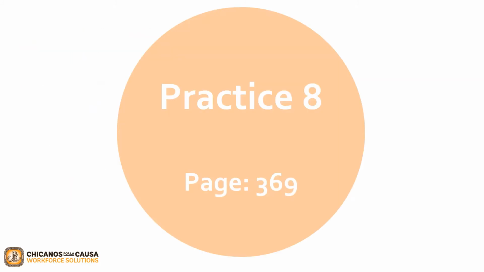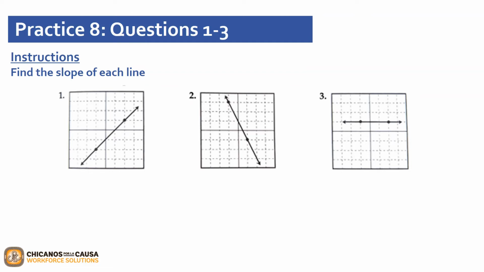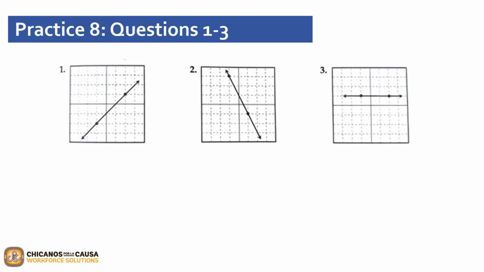Let's put our new skills into practice by doing practice 8 found on page 369. At this time, follow the instructions listed, pause the video, and try to solve them on your own. Find the slope of each line. We are given 3 problems. Once you have done that on your own, go ahead and click play so that we may review them together. All right, practice 8. Let's go ahead and work by these one at a time.